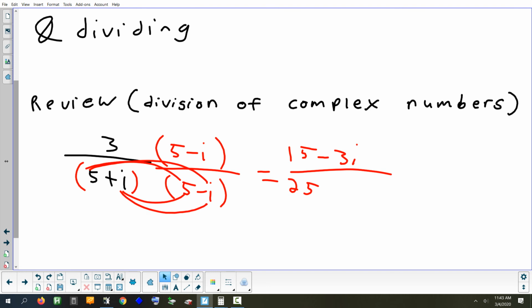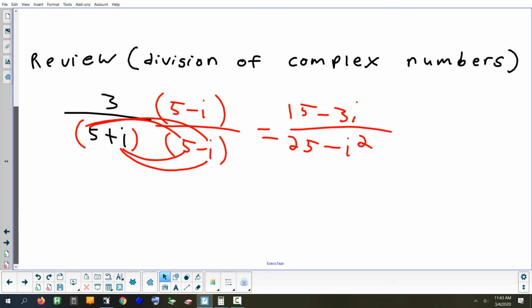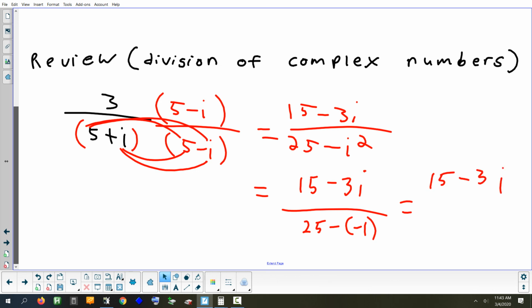Positive i times negative i is negative i squared. But now I have to remember something else about i squared. That's equal to a certain number. Does anybody remember what i squared is? Negative 1. So now I have 15 minus 3i over 25 minus negative 1. So that's really 15 minus 3i over 26. But then you have to write 26 separately in each part, 26 and 26. And that's the old way to divide complex numbers that we did a long time ago. So it's not super hard, but there's a lot of little things. Conjugate, FOIL, change i squared to negative 1, combine like terms, separate it into 2 fractions.